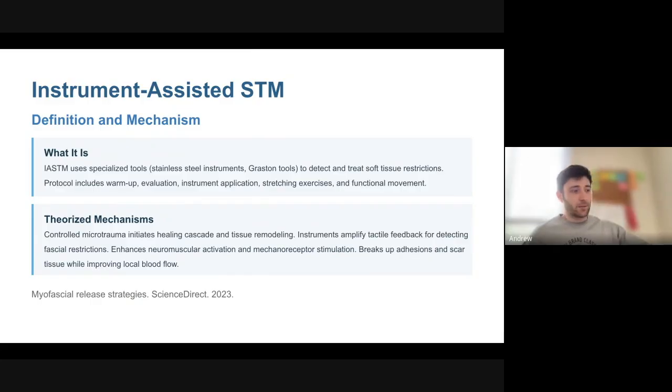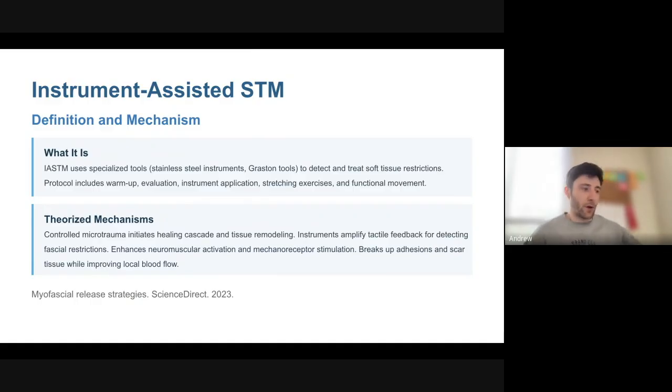But effectively, the protocol for using instruments includes a warm-up, an evaluation, so range of motion or strength assessment. Then you apply the instrument. Then you usually stretch them or load them just a little bit, and then you re-evaluate to see if you've had any change. Shocking absolutely nobody. Tools kind of have the same mechanism as the hands, right? So manual therapy versus instrument assisted, it's kind of the same sort of idea.